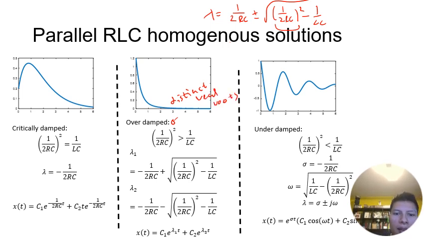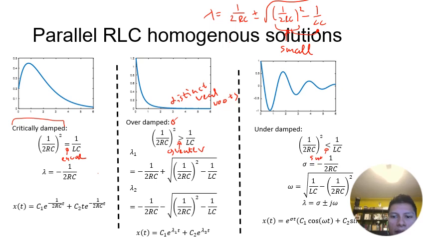And so whenever 1 over 2RC is greater than 1 over LC, then you're going to have distinct real roots. And then if we make this term smaller, eventually it will be equal to this term, and then we become critically damped. So whenever they're equal, then they become equal, and then if we keep making 1 over 2RC smaller, or we make our resistance smaller and smaller and smaller, we eventually reach underdamped.